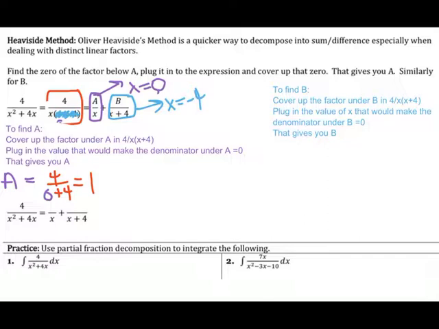So when x is equal to -4, this would be b over 0, which we can't have. So you're going to plug -4 into the other factor. So b is going to be equal to 4 over -4, which is -1.